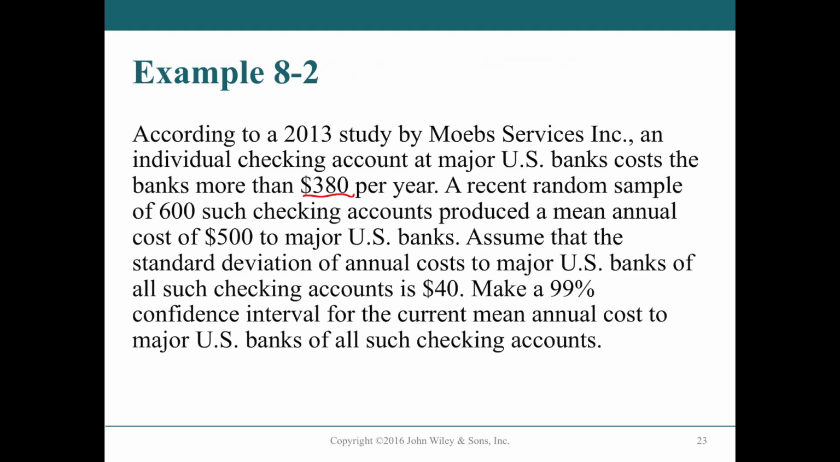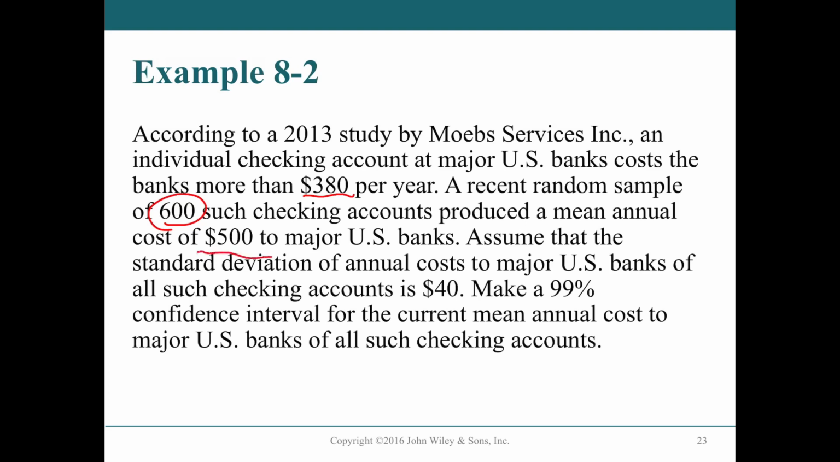So here's another example. According to a study, an individual checking account at major U.S. banks cost them more than $380. Forget the more than, just call it $380 per year. They're just being distracting. So we have a large random sample. That's a large one. We don't have to worry about normality here. I believe the last one did mention normality. But here we do have 600. Don't have to worry about it. If they happen to say it, it's just a bonus.